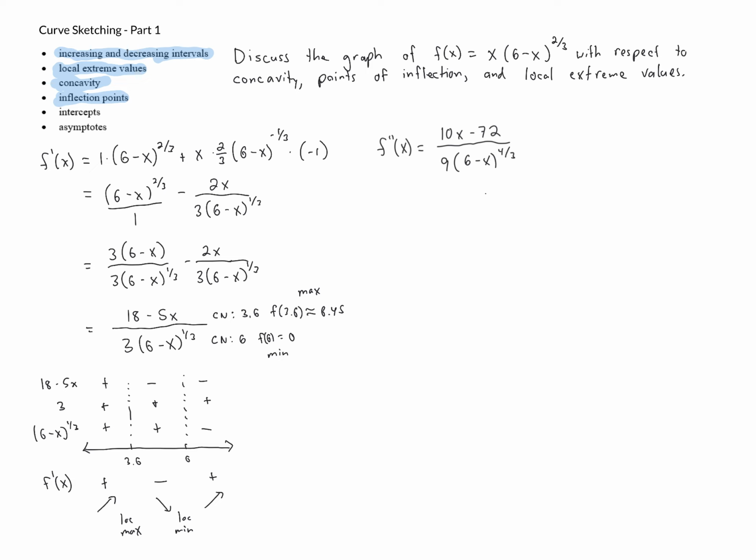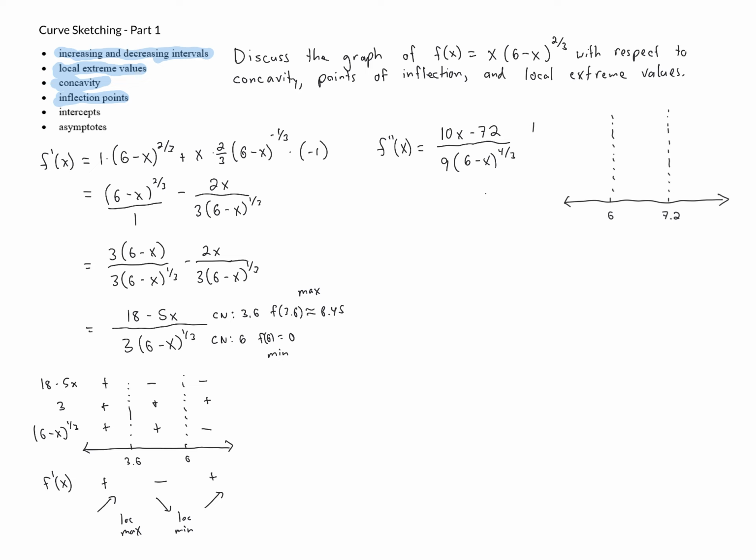We can see that we're going to get one critical number from the denominator. If that equals 0, that's going to happen when x is 6. So one of our critical numbers here is 6. And then in the numerator, this numerator is 0 when x is 7.2. So we've got to check what's going on at 6 and 7.2. And again, I'm going to make a sign chart so that we can figure out when this is going to be positive and when this is going to be negative.